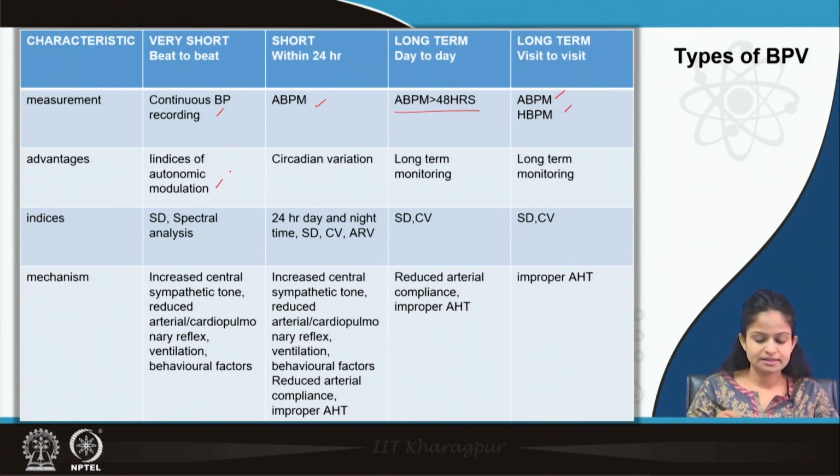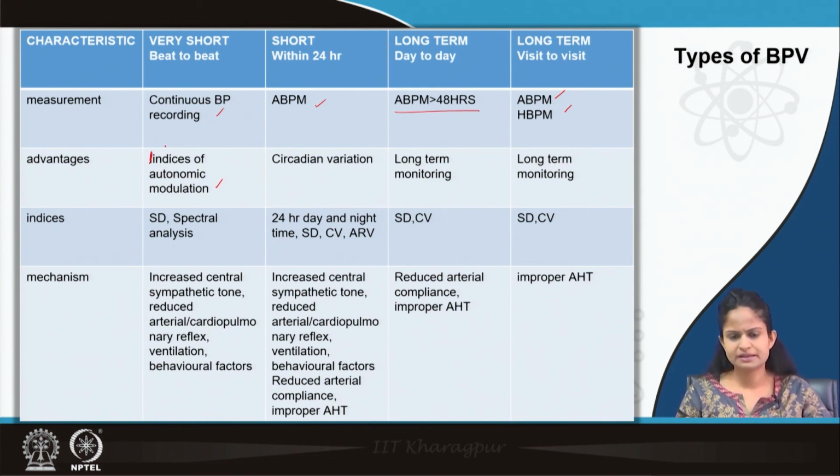The advantage is that indices of the autonomic modulation we get to see in beat to beat. Very short means the baroreflex mechanisms are mainly detected. Circadian variation is within 24 hours, whether there is a dip in the morning, whether there is a dip in the night. For long term monitoring, mainly we go for the long term blood pressure variability. The spectral analysis and the standard deviation are the indices we get for the beat to beat blood pressure variations.